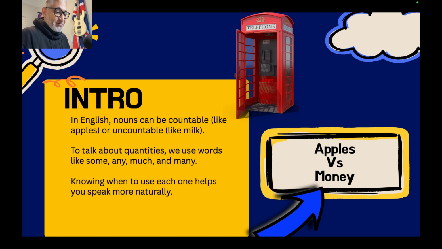And let's continue. To talk about quantities, we use words like some, any, much, and many. Knowing when to use each one helps you speak more naturally. So if you understand how to change the words to plural and to use many and much depending on the word is plural or not, this will help you a lot. Take a look at the words again in this box here. Apples versus money. Apples are plural versus money. That can be plural or not because you don't know the specific amount of money that the person is talking about.